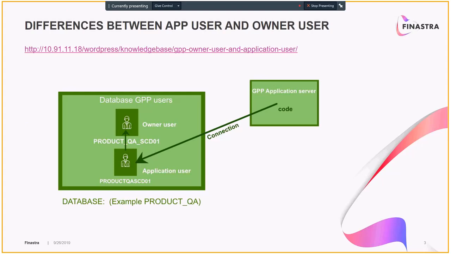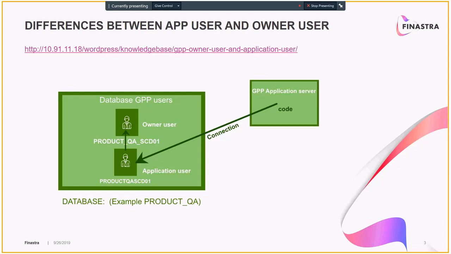The owner user always holds all the objects. So what do objects mean? Tables, procedures, indexes, everything are created in the owner user, and only grants are given to the application user. So what grants are given? Insert, update, delete, and select. Only these grants are given, and the GPP code connects to the application user, so there is no possibility of dropping objects from this application user. That is the security purpose. Basically, that is how application user and owner user are configured.